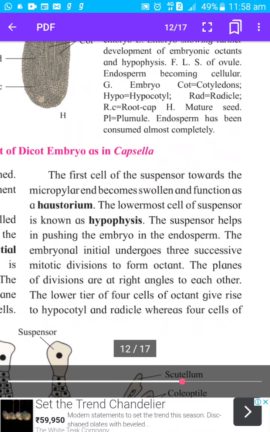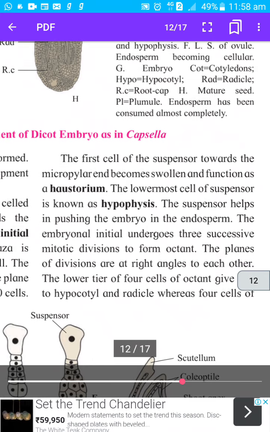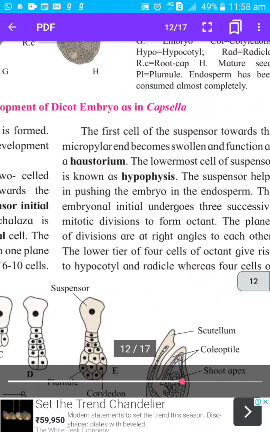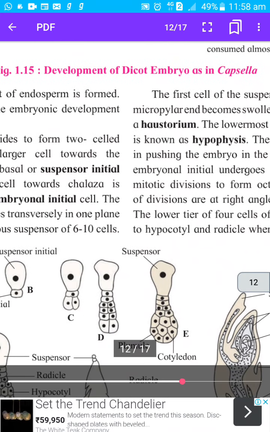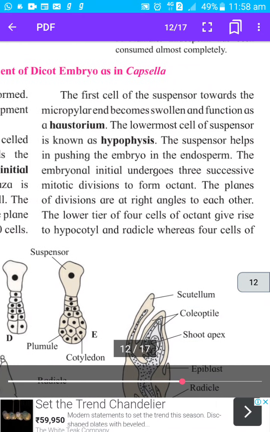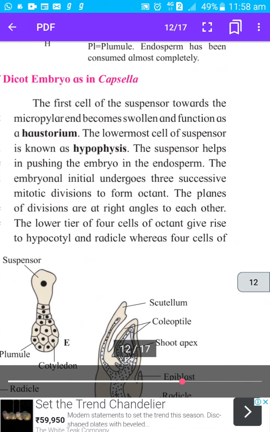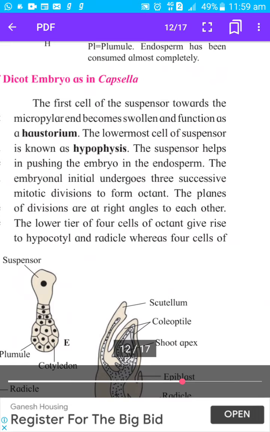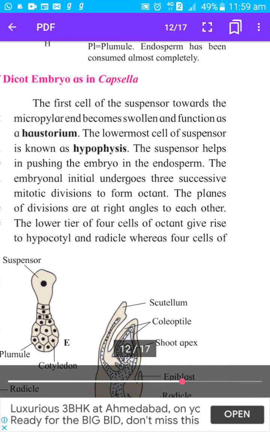So you have studied haustorium. Haustorium will take and transport the nutrients. So that is the function of this haustorium. The first cell of the suspensor toward the micropyle end becomes swollen, becomes big, and it will function as a haustorium, meaning it will take and transport the nutrients toward this growing embryo.